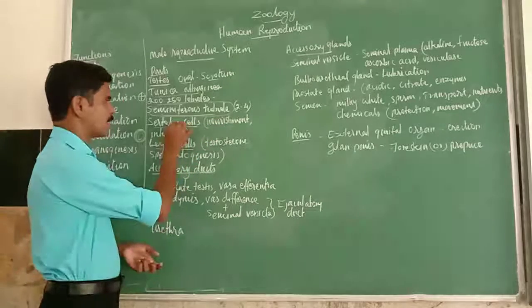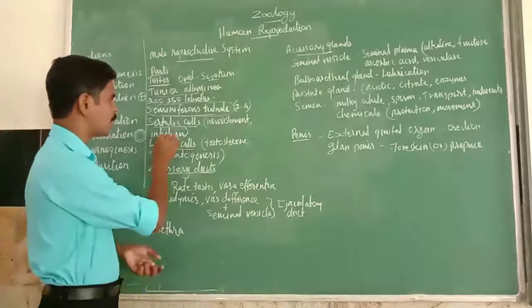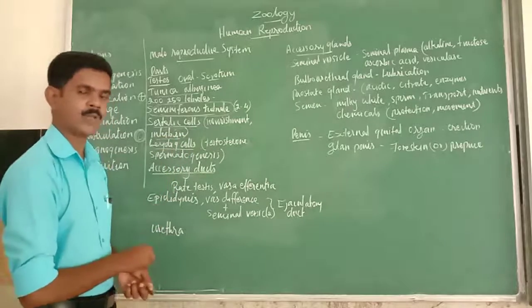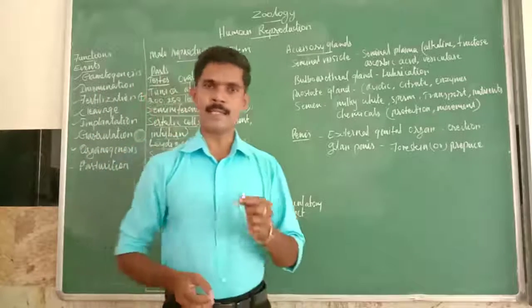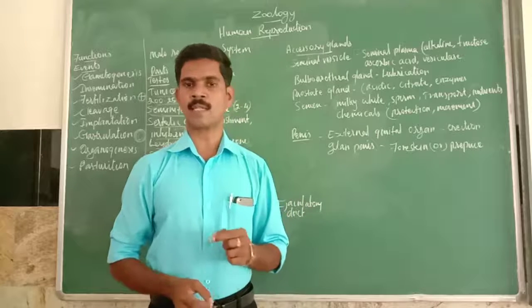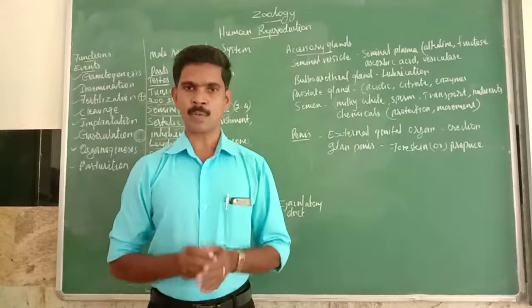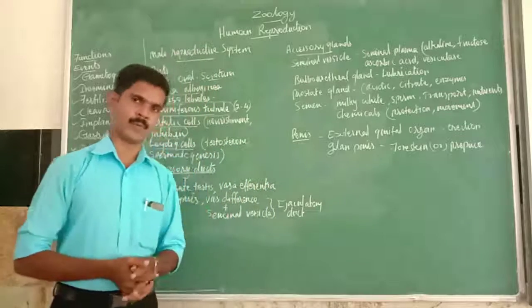The Sertoli cells produce one more hormone. The name of this hormone is inhibin. So inhibin is the hormone secreted by the Sertoli cells. This inhibin hormone plays a very important role in the production of sperm. The production of sperm is also controlled by this inhibin hormone.